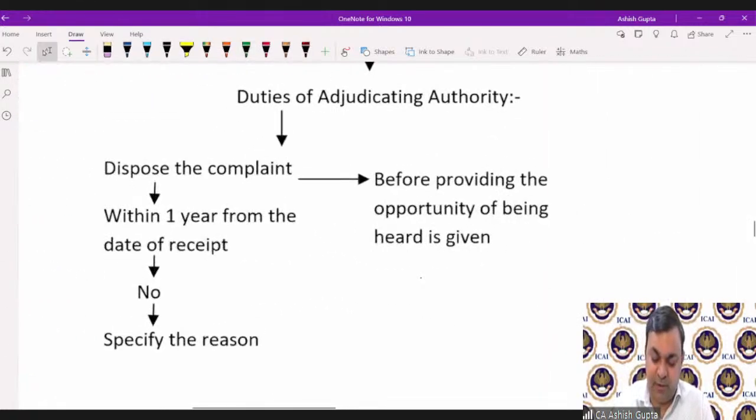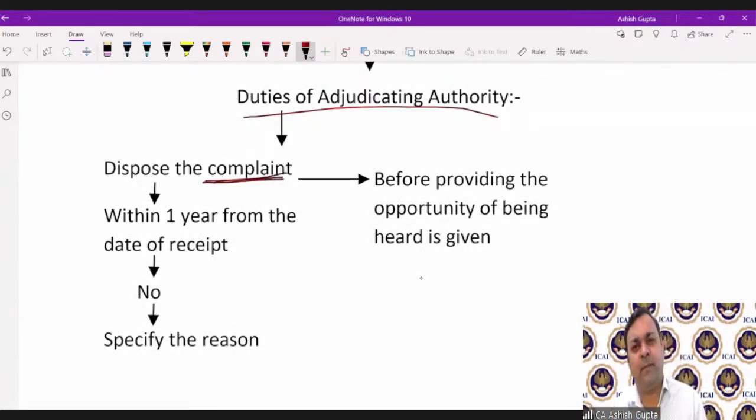This is the important point. Duties of the authorized adjudicating authority. They need to dispose of the complaint, right? It will not be like one date after another, just dates after dates. That is not the case. The law has prescribed a time period, and that time period is prescribed for the authority that is going to resolve that issue.